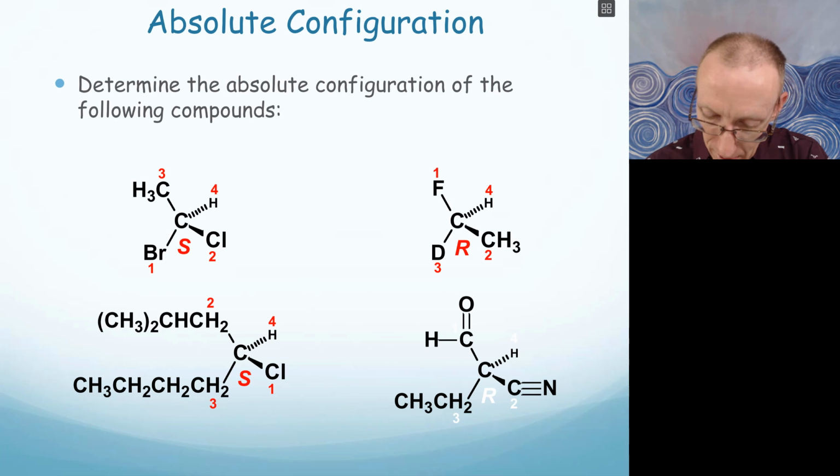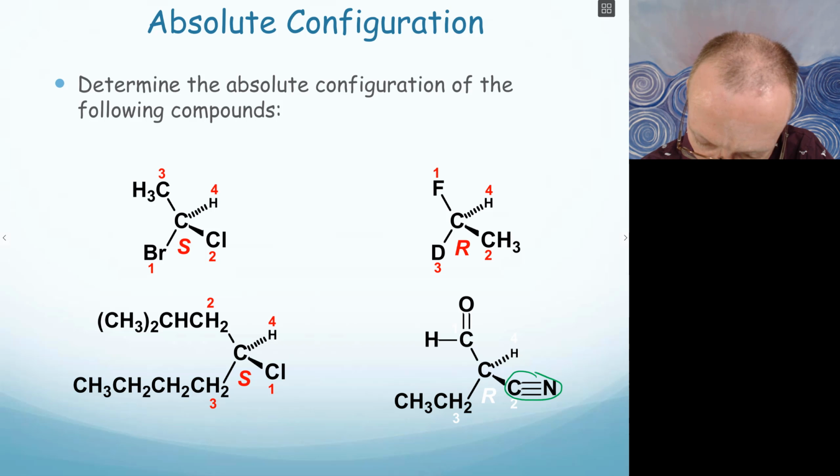There it is, S. And finally, we've got this situation over here. So let's look at this substituent here. We've got a carbon going to a nitrogen with dummy atoms, like this.